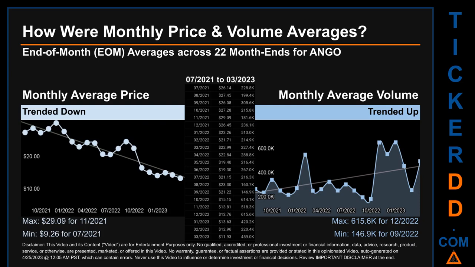The maximum end-of-month average price was $29.09 for 11/2021 while the minimum was $9.26 for 07/2021. Looking at volume, 12/2022 and 09/2022 respectively saw the highest and lowest monthly average volume at 615.6 thousand and 146.9 thousand.